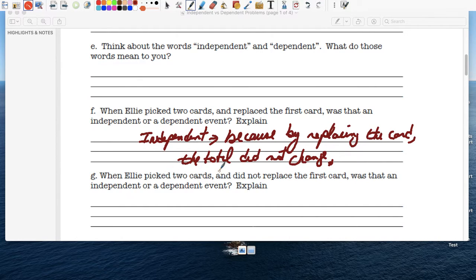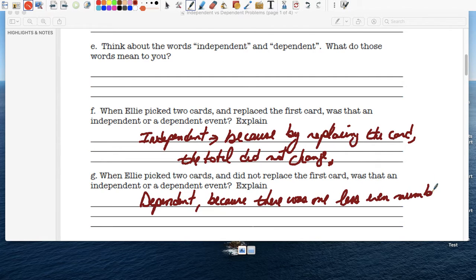Okay, when Ellie picked 2 cards and did not replace the first card, was that independent or dependent? Well, definitely dependent, right, because there was one less even number and obviously one less in the total, right? So that did affect it. The first event had a role on the second event. Okay.